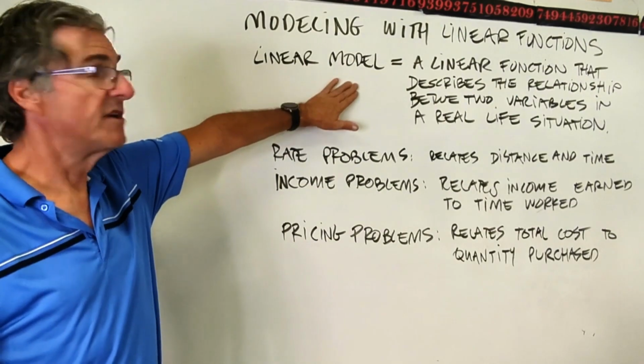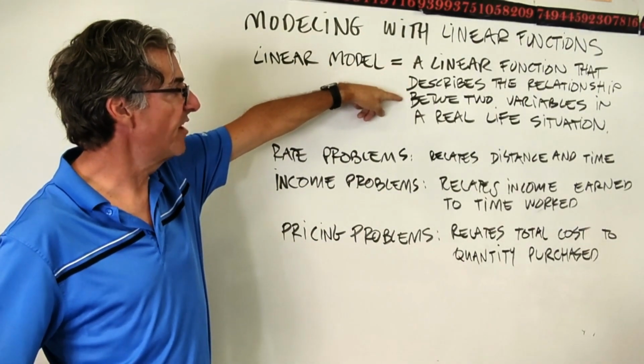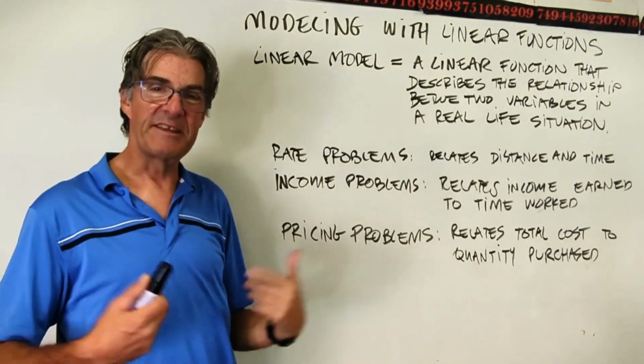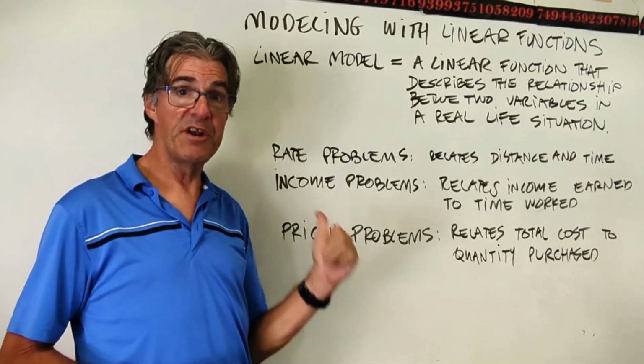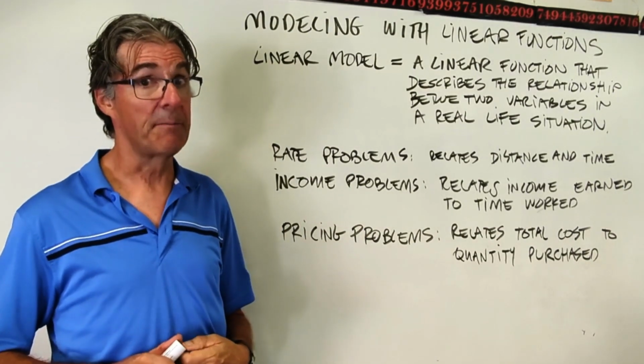So here's a nice definition of a linear model. It's a linear function that describes a relationship between two variables in a real life situation. So think about that for a minute. Two variables in a real life situation. So I put up three here that I came up with. Undoubtedly, you could come up with some more.